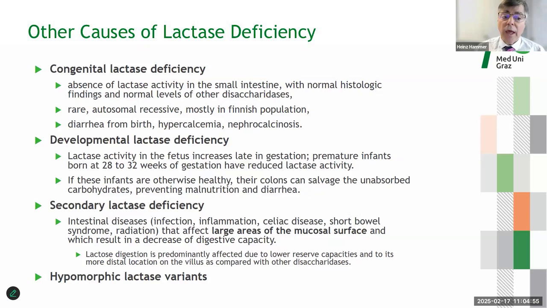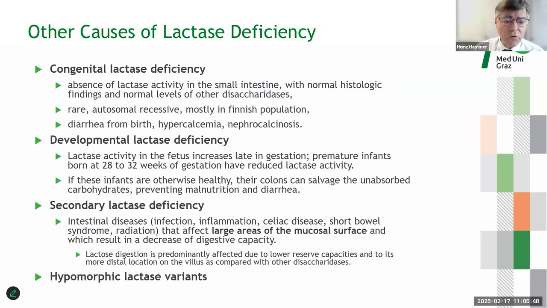As differential diagnosis, you have to be reminded of other causes of lactase deficiency, and this is the first congenital lactase deficiency, which is the absence of lactase activity in the small intestine with normal histologic findings and normal levels of other disaccharidases. This is a rare condition. It is autosomal recessive and mostly in Finnish populations. The children have diarrhea starting from birth, have hypercalcemia and nephrocalcinosis, and it is a very severe medical condition if milk is not replaced by other food.